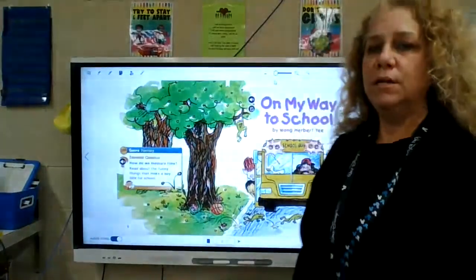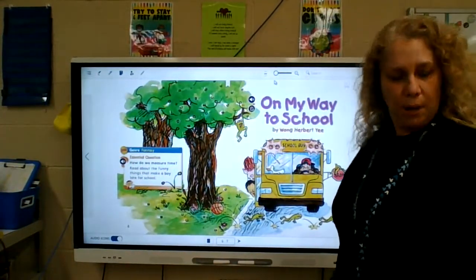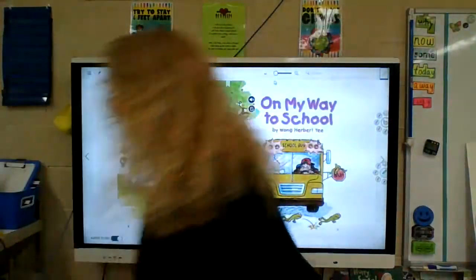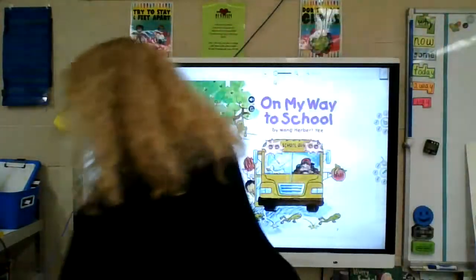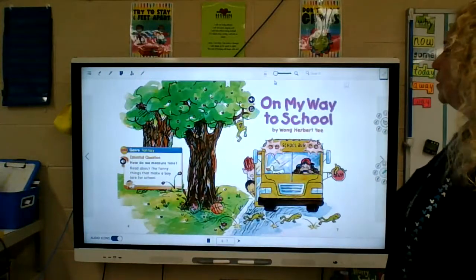Okay, so today I want you to go ahead and open up your reading book to On My Way to School. It's the big reading book. On My Way to School, and it's on page 6. It's the first story in the book. And then make sure you have a pencil with your chart. You can pause me if you need to so you can get it open and ready.